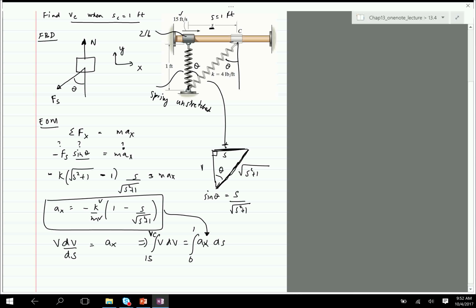So in this problem, you cannot use the formula v squared minus v0 squared is 2ax, and the reason is because the force, or the acceleration, is not constant. Okay, so I'll complete this, post it, and I'll see you guys on Friday.